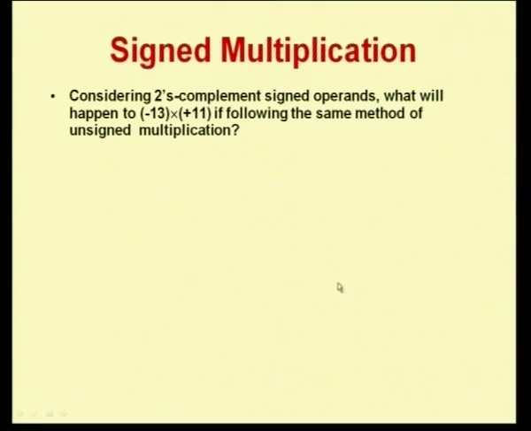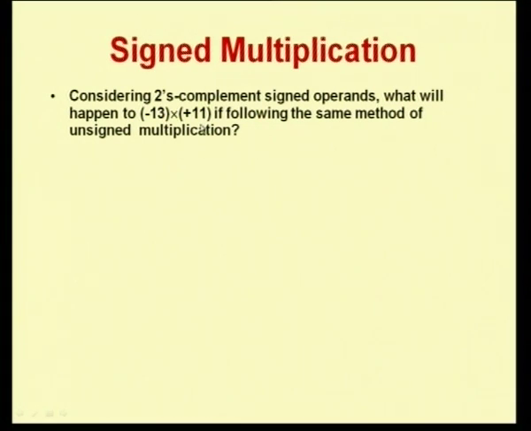So look at what we are doing when we do signed multiplication. Normally when we talk of signed numbers, we talk about using 2's complement of the signed operands, right. So when you have 2's complement signed operands, look at how the multiplication actually works. That is, let us say I am having minus 13 multiplied with plus 11. Remember, the multiplicand here is negative, but the multiplier I am still treating as a positive number.